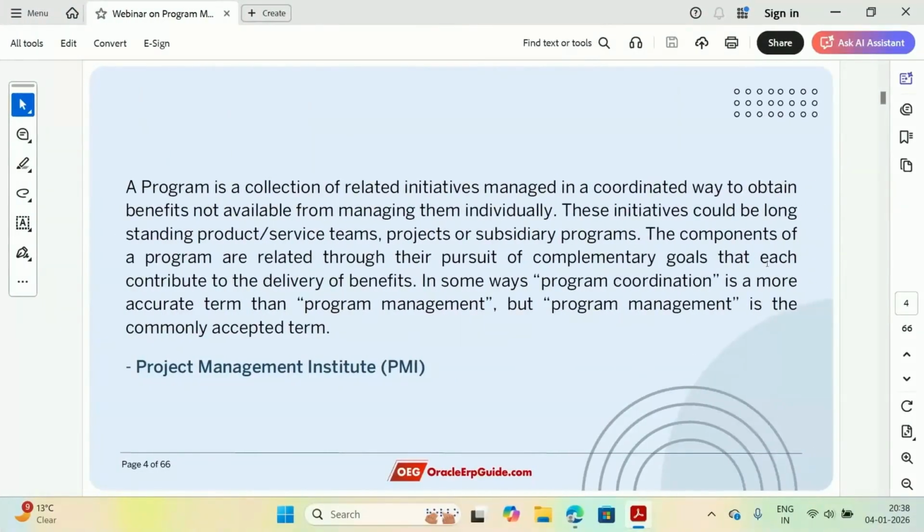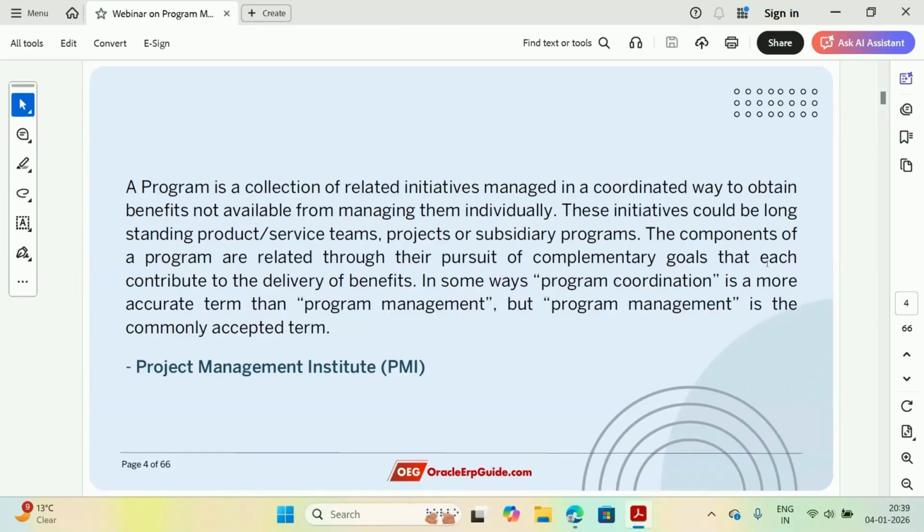So if you see my screen, this is the definition of a program from Project Management Institute. Okay. So what is a program? You are already familiar with projects, right? Because we are talking about project portfolio management, project financial management, right? Everywhere you will find the word project: project manager, project tasks, project budgets, project invoices, project revenue, right?